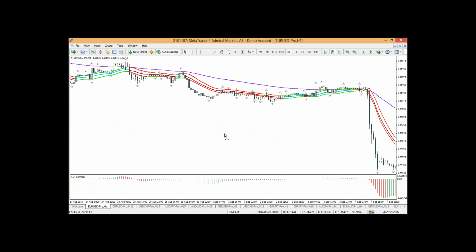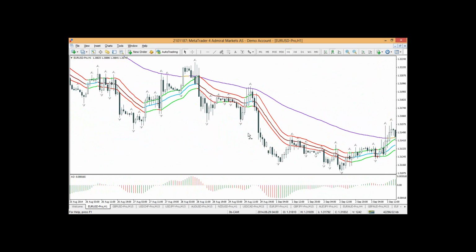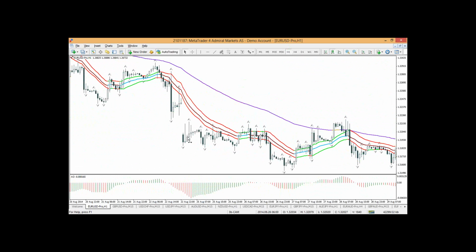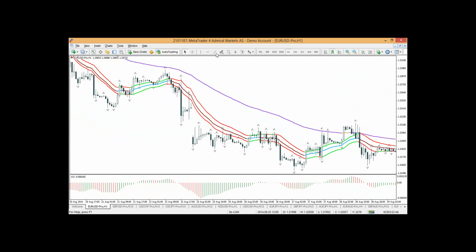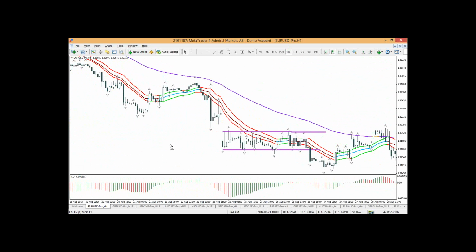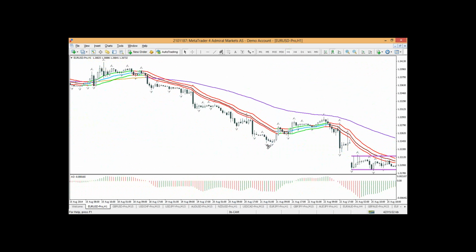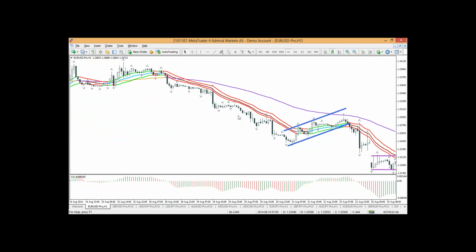There are a lot of flags on this euro dollar. In fact, let's see. Here's a trend line. This is a rectangle, in fact, isn't it? Like that. Didn't get much follow through though. Another example of a bear flag here. Yeah, just be careful with the tight stop losses, that's all.